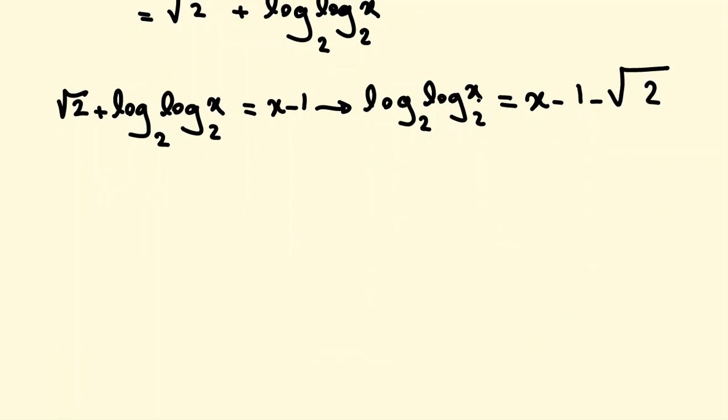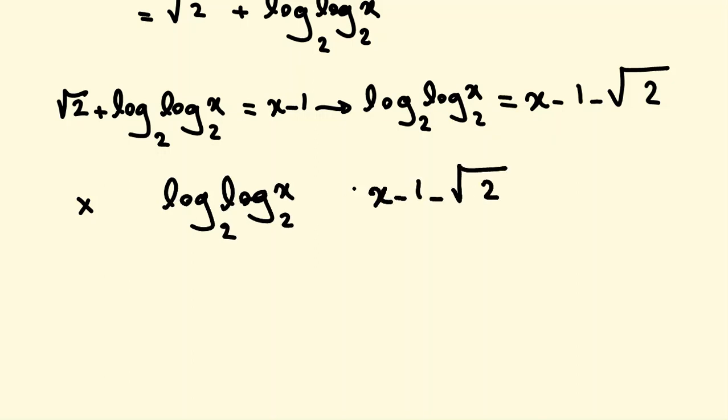If we check, for example, 2 here, let's consider log x 2, and this function x minus 1 minus root 2. Look, this part should be positive. So, if we consider x equal to 1, it will be 0. But 2 to the power of 0 is 1. So after x equal to 1, it will be positive. Before x equal to 1, it will be negative. So we conclude x should be greater than 1.